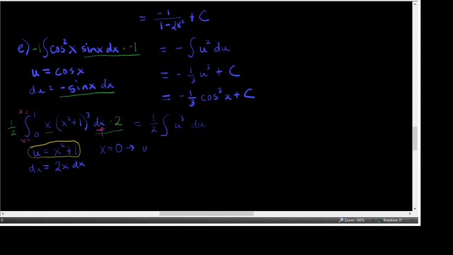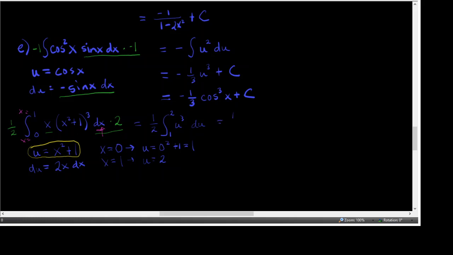So when x is 0, u will be 0 squared plus 1, which is 1. And when x is positive 1, u will equal 1 squared plus 1, which is 2. So the bounds on the integral have become, when x is 0, u is 1. When x is 1, u is 2. So the upper and lower bounds change to match the variable that's being used in the problem.